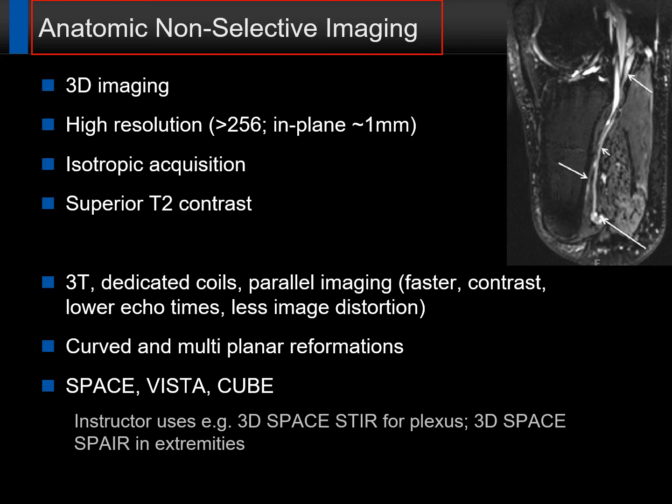It's mandatory that you use the best equipment you have, because you need a lot of signal out of the anatomic region. So the better the signal, the better the images, the better the diagnosis. So put everything on the patient you have in terms of field strengths, coils, and parameters and sequence techniques.